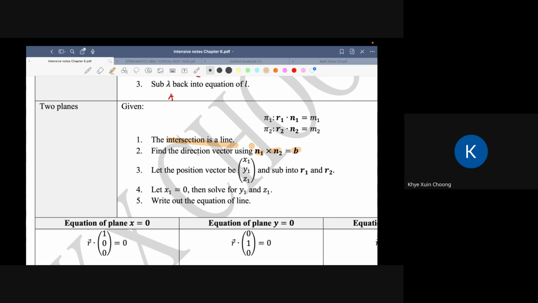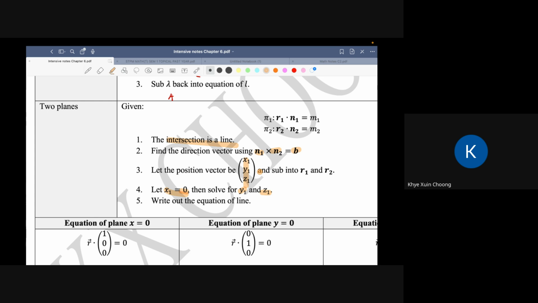So the more difficult part is to find the position vector. Okay, if you want to find the position vector, we need to use the trial and error method. Let's say we let the position vector be x1, y1, z1. Then we randomly choose one point. Normally we choose x1 equals to 0. We sub into equations r1 and r2. We try to solve for y1 and z1.